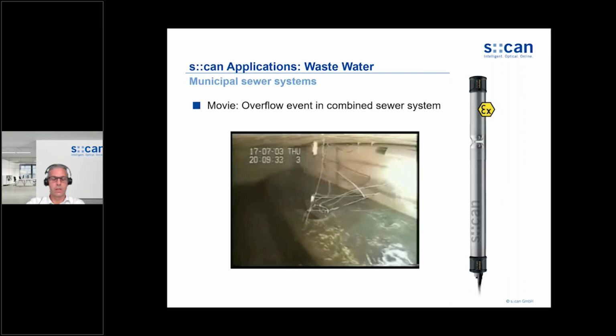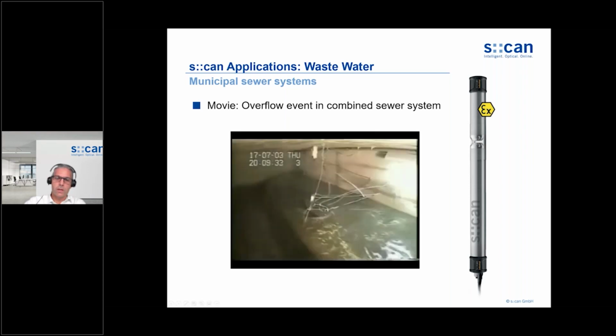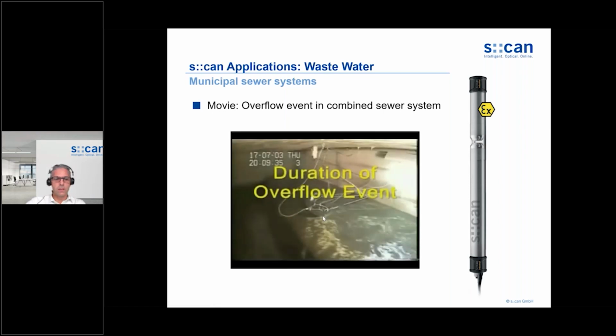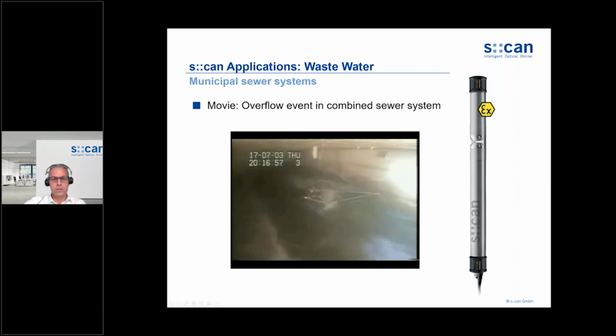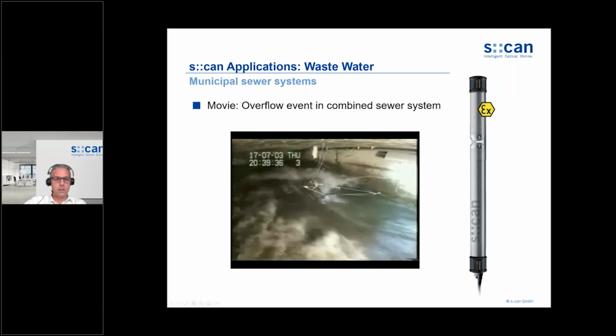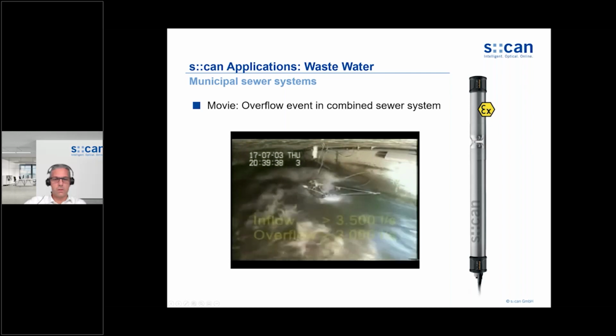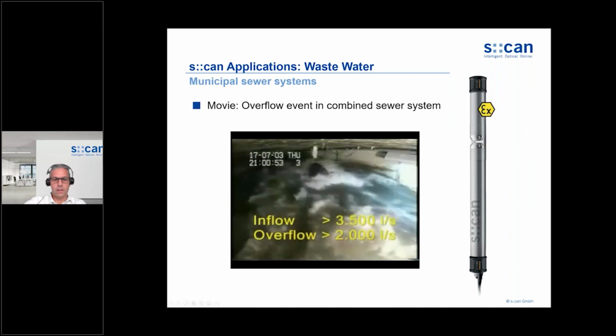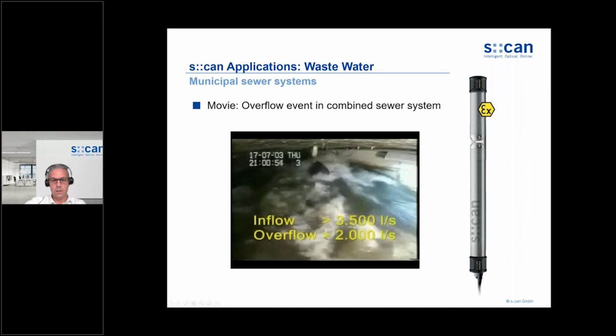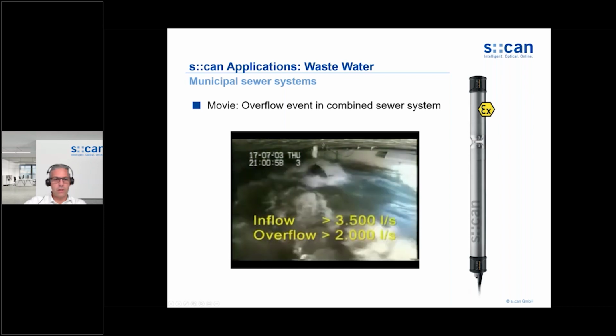Here we can see now an overflow event in a combined sewer system. You can see how the water flow increases over time. The swimming boat carries the spectrolyzer, and the flow is getting worse and worse, and like a surfboard, the instrument is still running and monitoring.